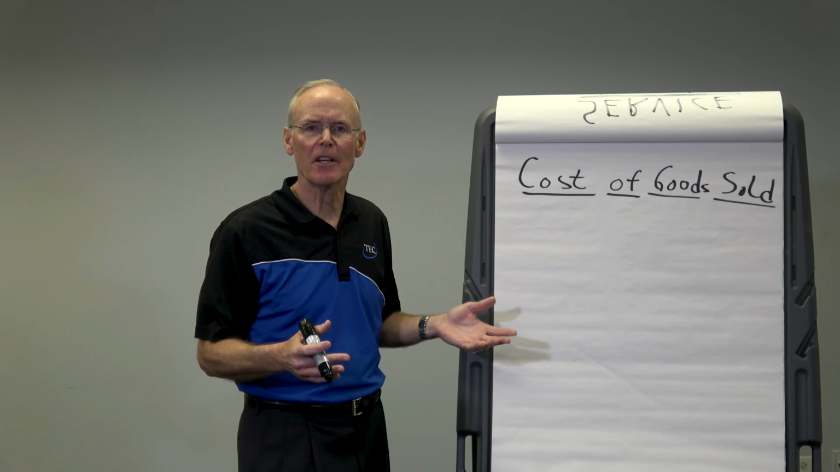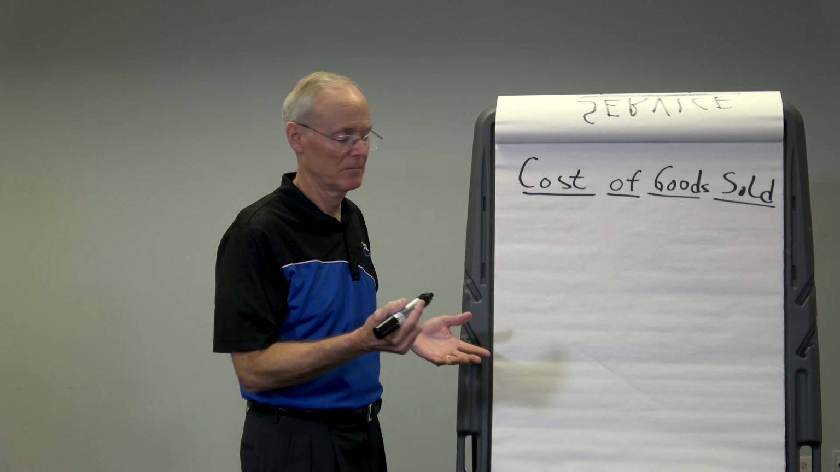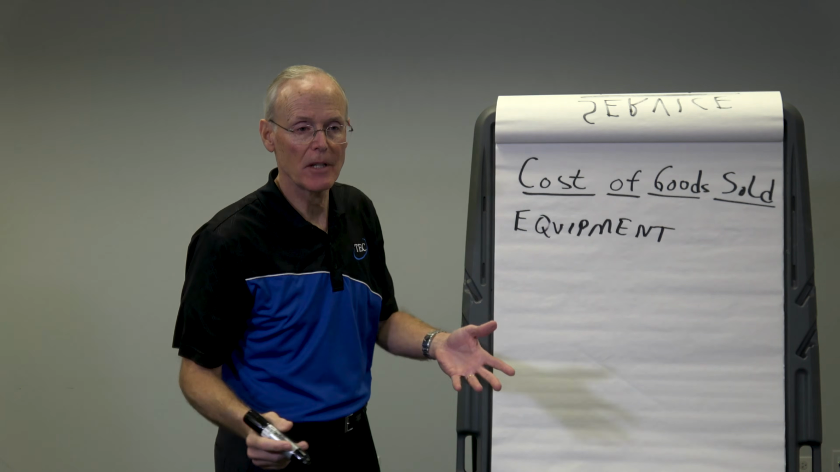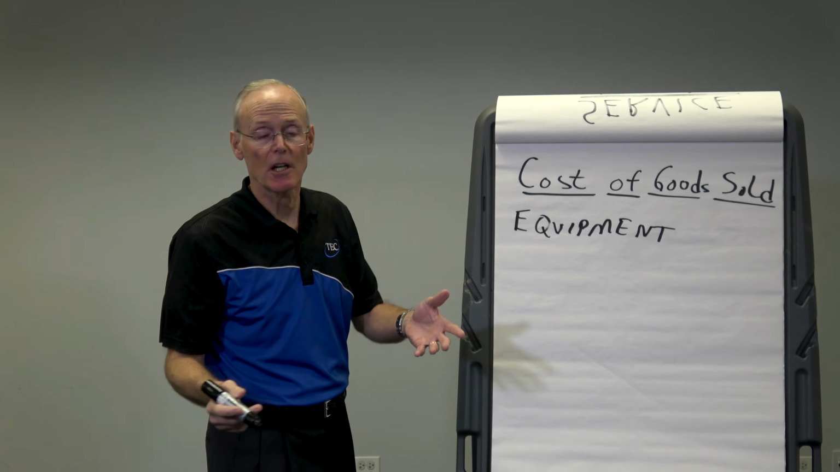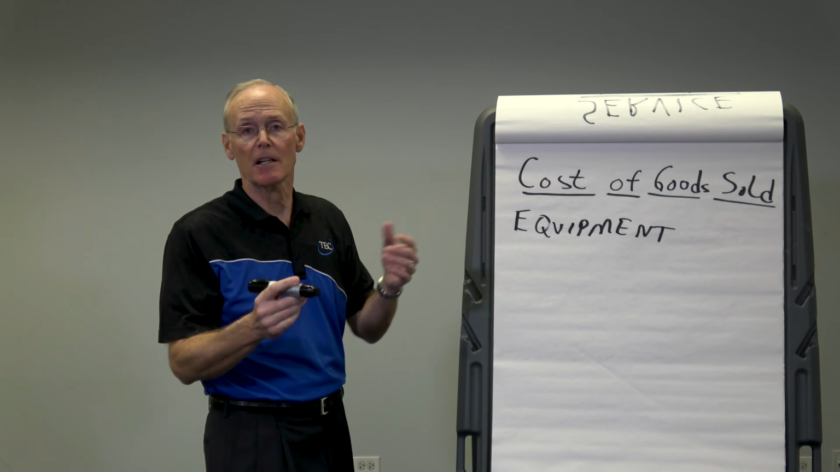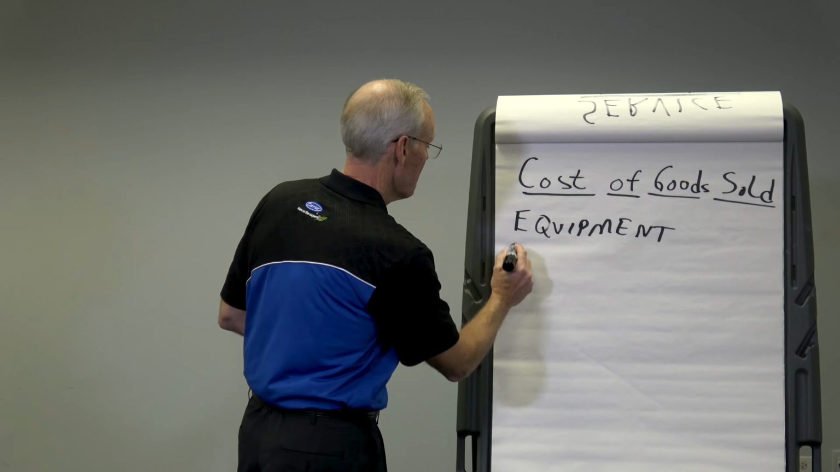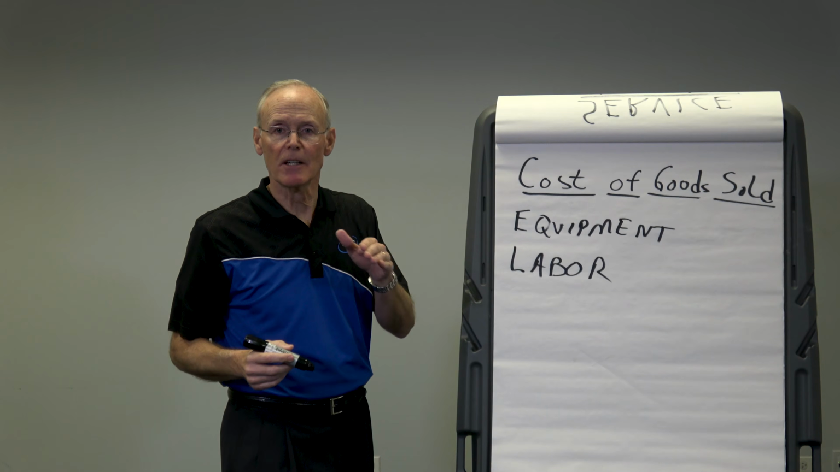Now, what type of things do we see here? Anybody? About the actual equipment. Okay, that's an easy one, right? Equipment. It could be your parts, it could be your furnaces and air conditioners, it could be a lot of different things. What's another one? Like the tech labor. Okay, and that's the labor that you pay your guys.